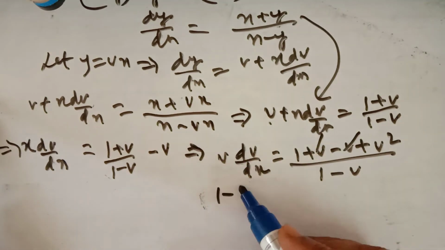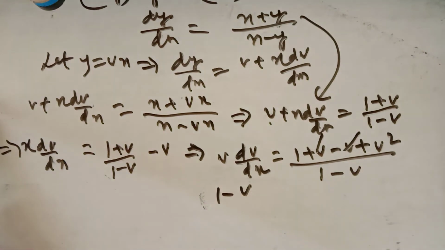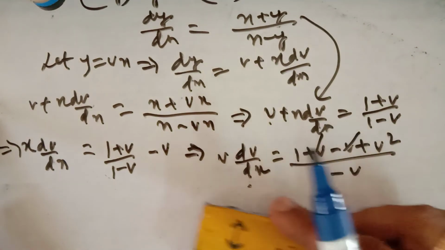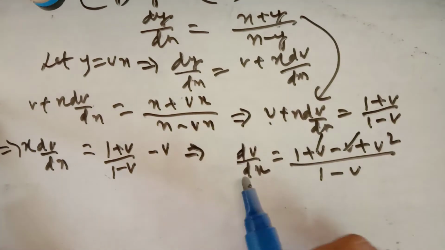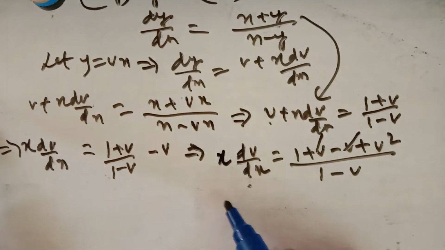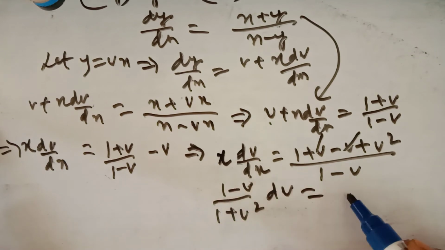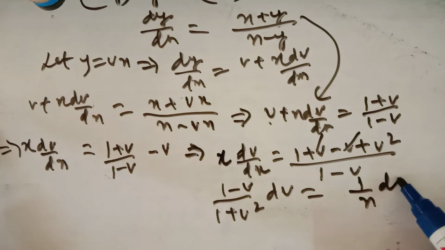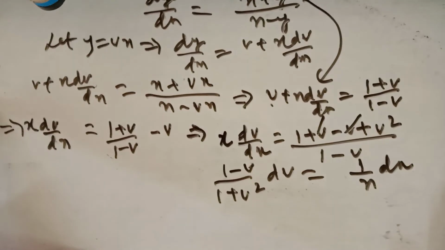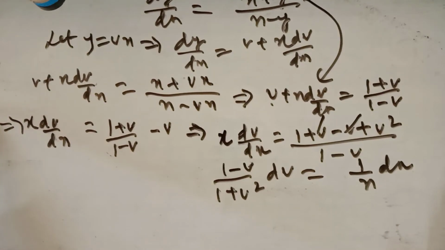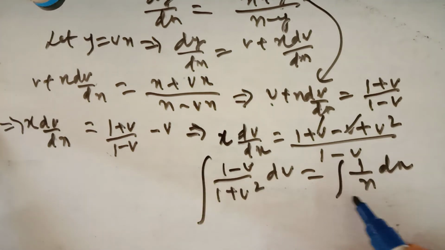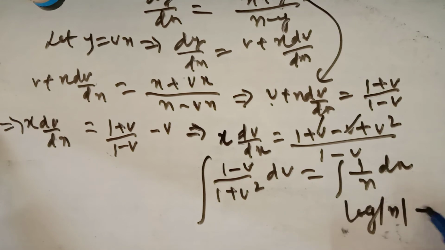Cross multiplied, (1 minus v), it is only x here. Do the correction, it will be (1 minus v) upon (1 plus v square) dv and 1 upon x dx. Separable variable, collecting the terms containing v with the dv and x with the dx. Taking integration on both sides, it will be log mod x plus c.